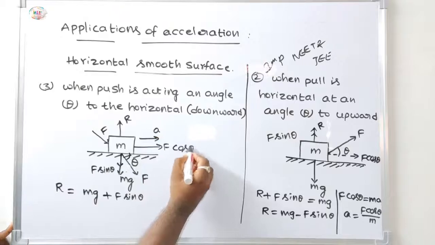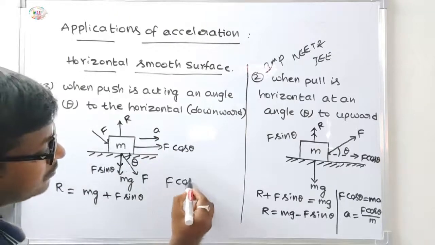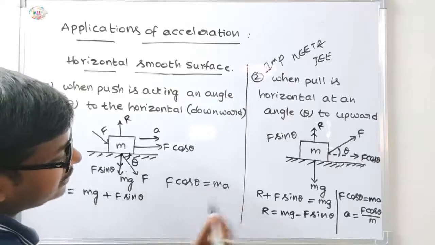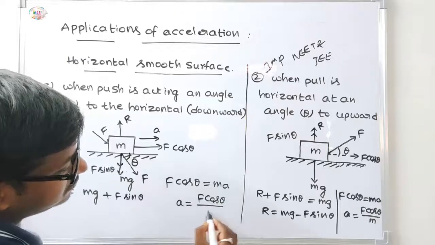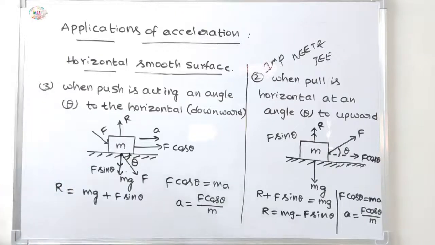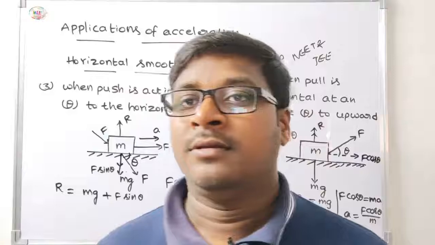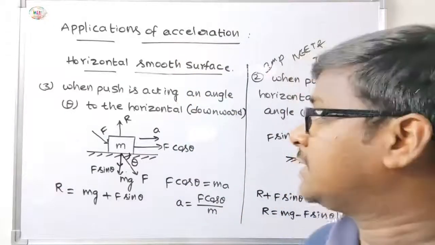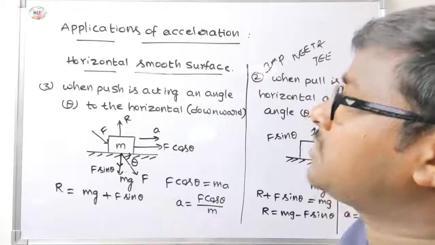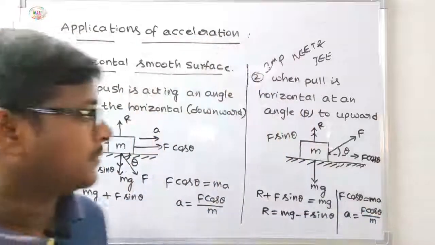This is the horizontal component. F cos theta is equal to ma, then a is equal to F cos theta by m. This is the application of acceleration along a horizontal smooth surface, the first application of acceleration.